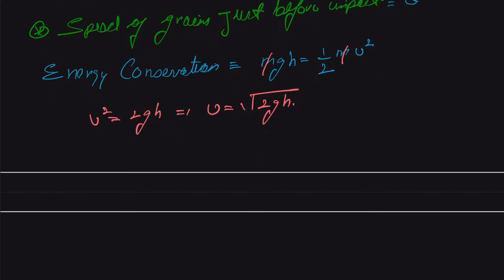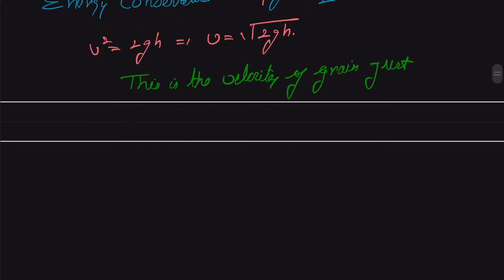This is the velocity of the grain just before hitting the car.